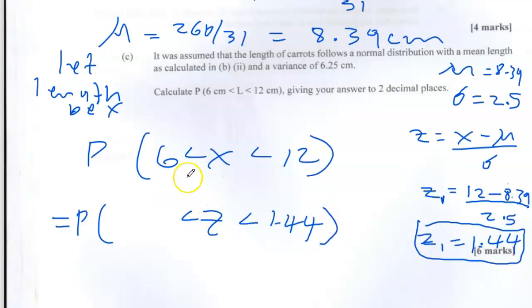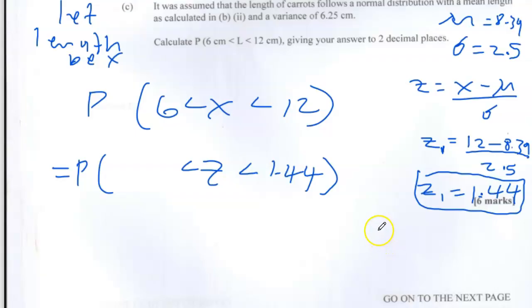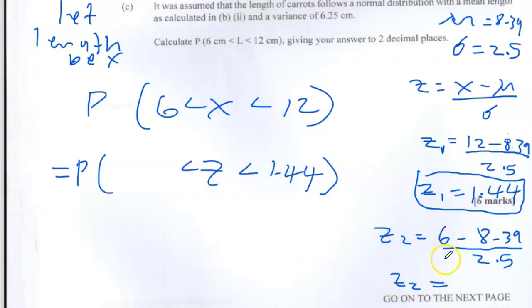And when x is 6, let me find the Z value for when x is 6. The Z value, I'm going to call it Z2, will be same formula. So I'm using 6 now. Same mean of 8.39. Same standard deviation of 2.5. So Z2, I'm getting negative 0.96.